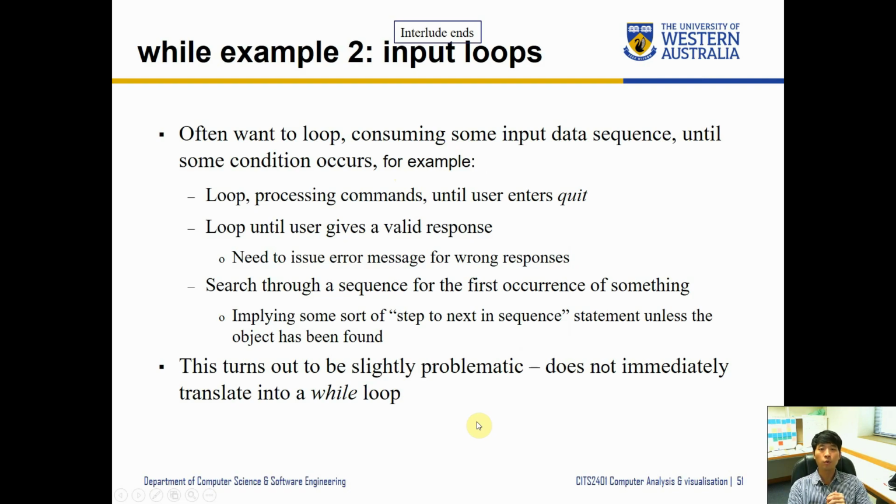Anyway, going back to the while loop, let's have a look at another example. We had a look at the spread of bacteria, but another example is interacting with the user. The user may keep inputting some tasks, and eventually the user will quit if they do something else, or if they press some specific key. So consuming some input data sequence until some condition occurs, for example, looping and processing commands until the user enters quit. That's a typical example that we've been describing.